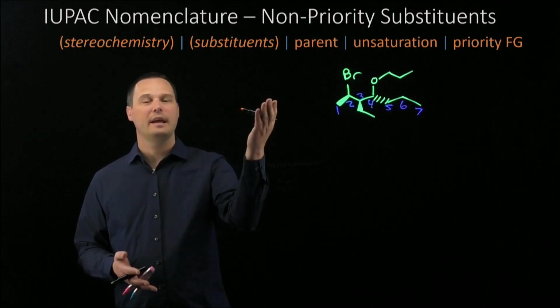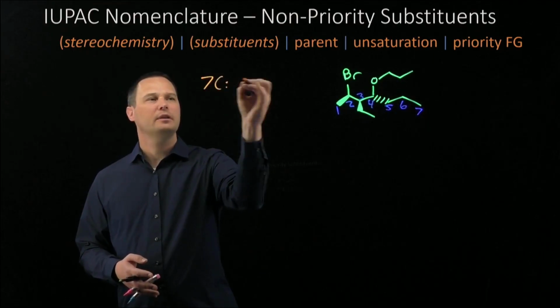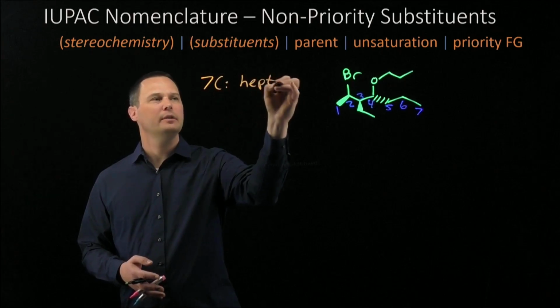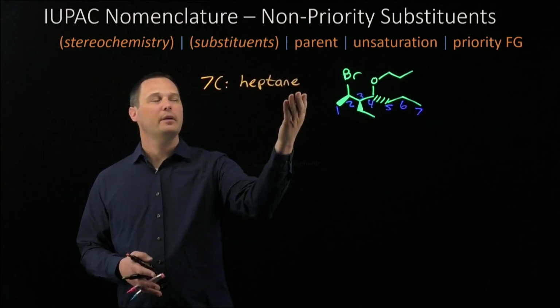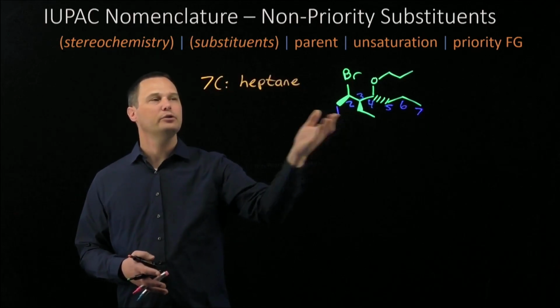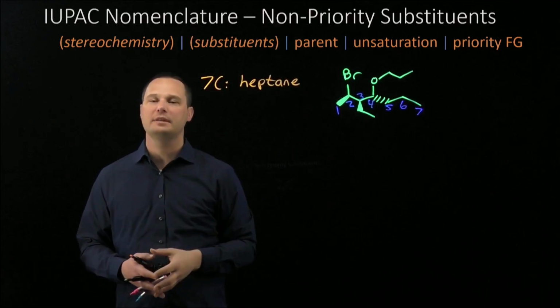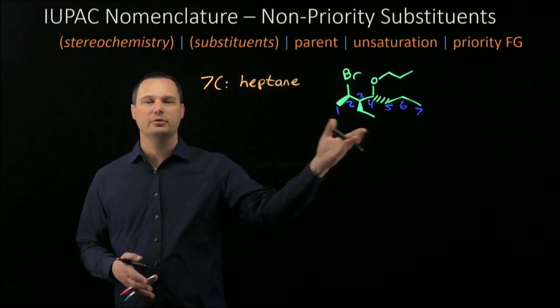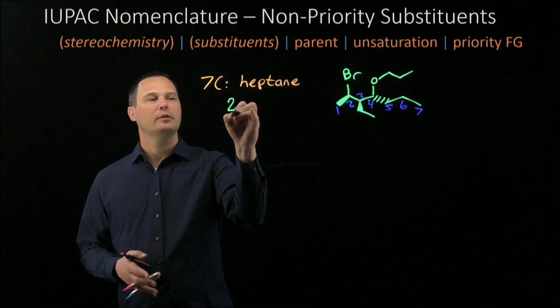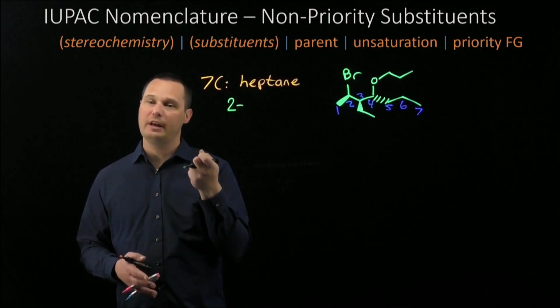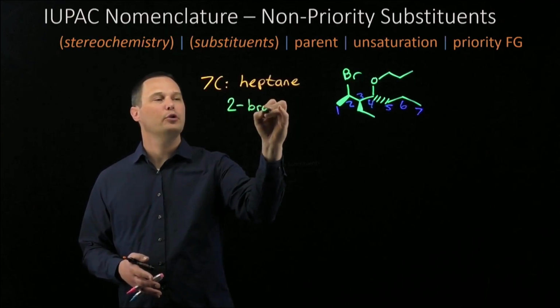The next step is to name the parent hydrocarbon. With 7 carbons in our longest consecutive chain, the parent hydrocarbon is heptane. We would update the parent hydrocarbon with unsaturation or priority functional groups, but this molecule doesn't have any, and it will stay heptane. The next step is to list the substituents and their locations in the molecule. On carbon number 2, we have the halogen. We take the halogen name and we put O on the end, so this is a bromo substituent.